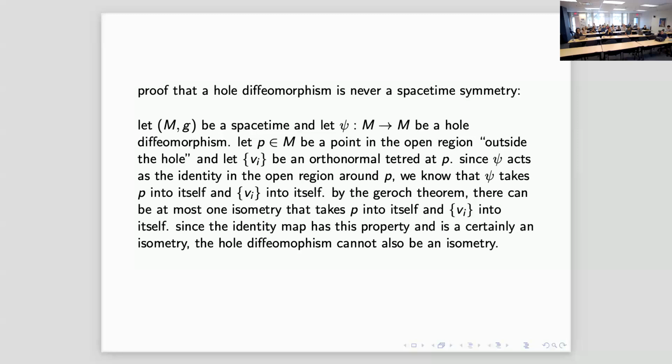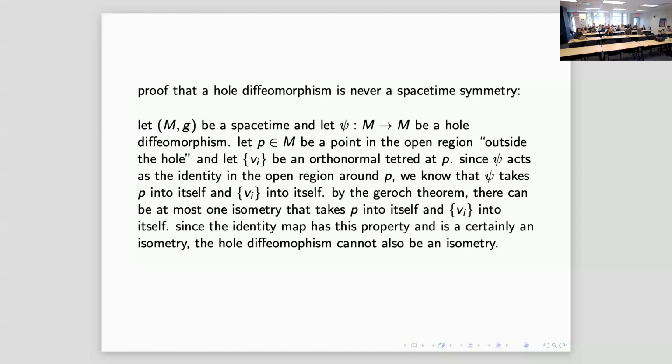Since psi acts as the identity in this open region around P, we know that psi takes P into itself, obviously. We also know that psi takes V into itself. So by the Geroch theorem, there can be at most one isometry that takes P into itself and V into itself. But the identity map does that. And the identity map is surely, if anything is true, an isometry. Therefore, a hole diffeomorphism cannot be an isometry, and so it cannot be a spacetime symmetry.